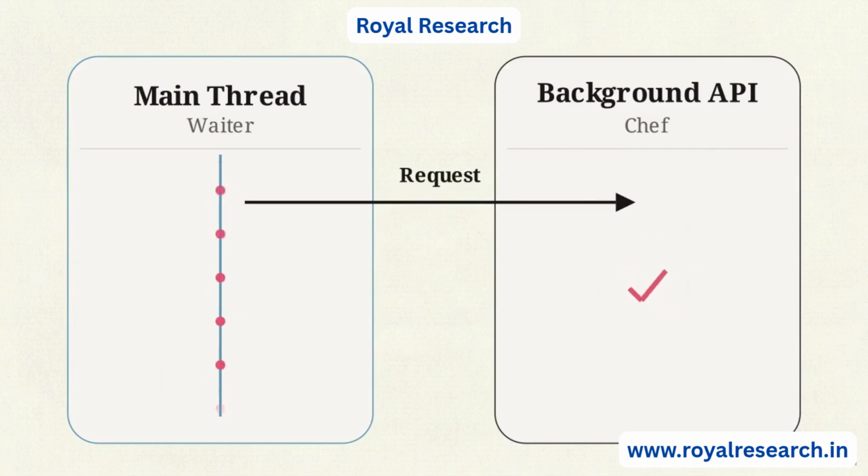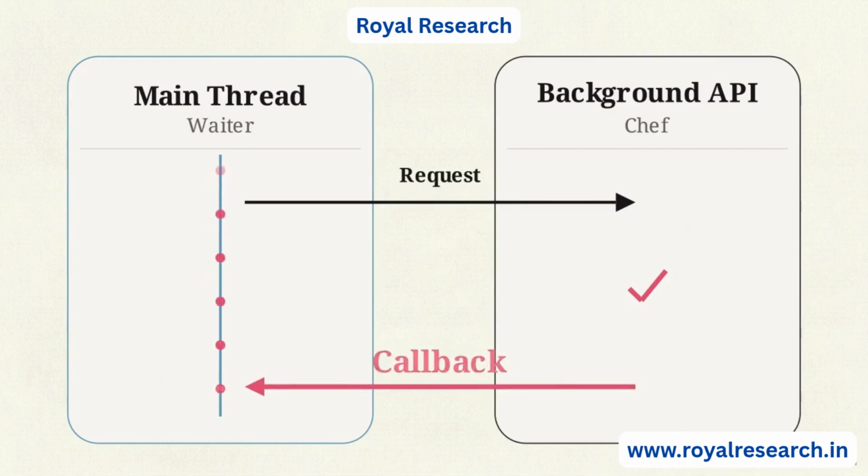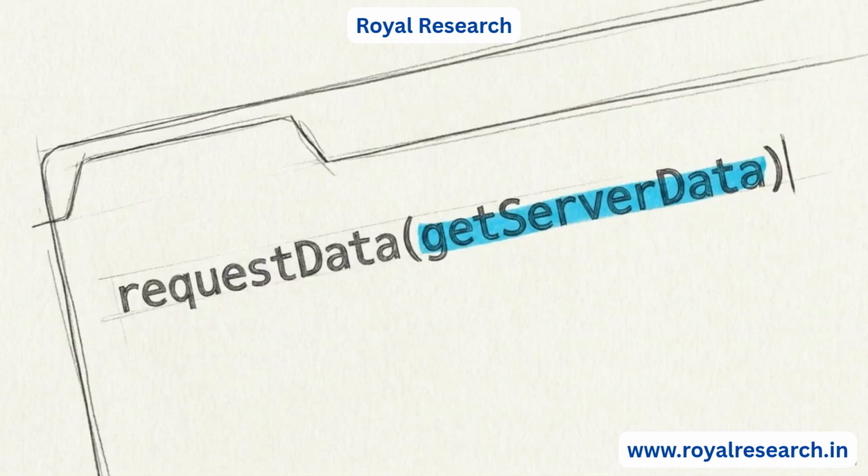Once complete, the system reconnects. The chef returns the meal to the waiter. This return trip is the callback. Historically, JavaScript developers implemented this using the callback pattern.